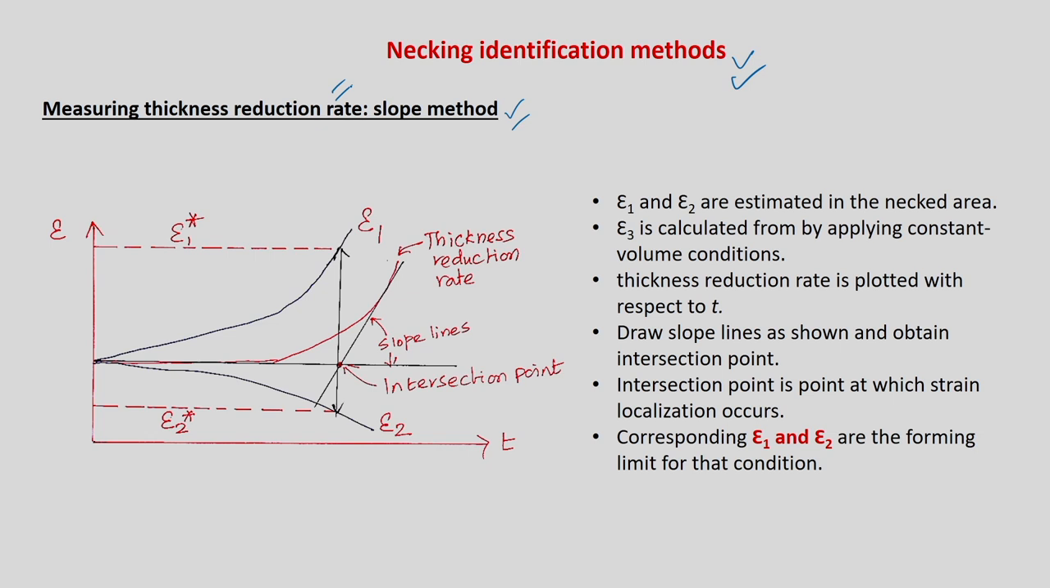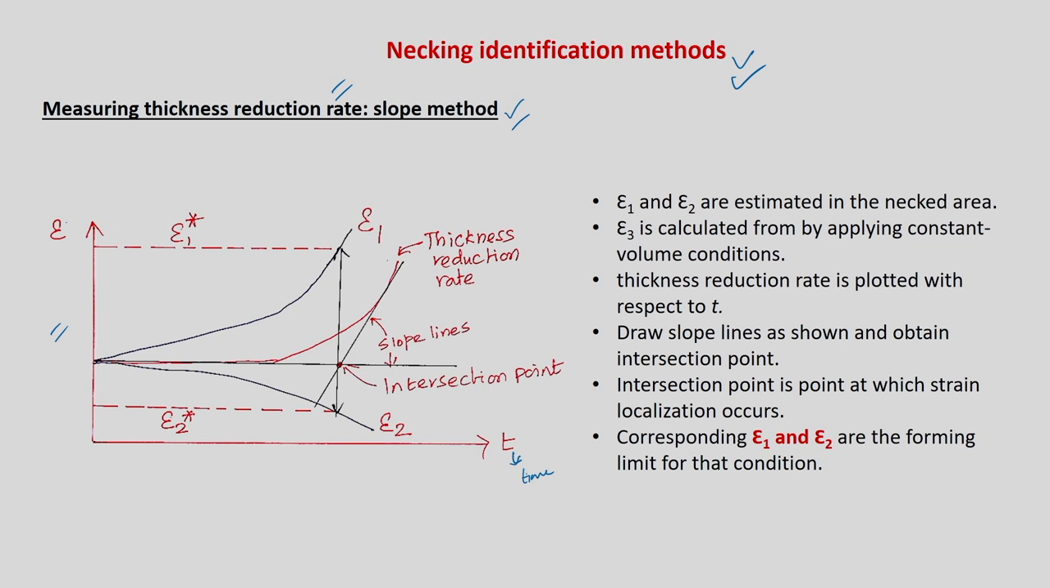So, what do you do in this? Actually, you have to follow this particular graph. This graph is between epsilon, in general strain, with respect to time. This axis is actually time, not thickness of the sheet. It is actually time here. So, basically you are going to monitor strain throughout the entire process duration. That is the meaning here.